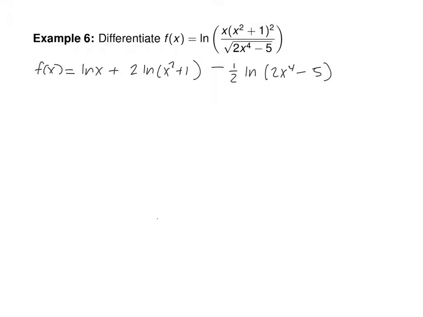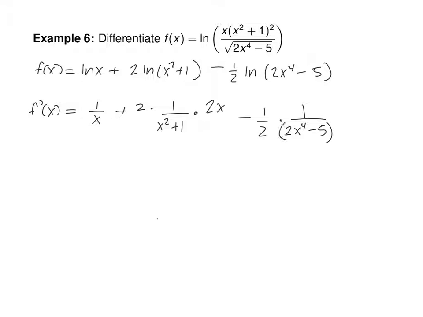On this one, we're not going to get a common denominator in the end. We're just going to take the derivative. So f prime of x will be 1 over x. That one's just easy, right? Plus 2 times 1 over x squared plus 1 times, what from the chain rule? Almost. 2x. That makes sense? Because x squared's derivative is 2x. And then minus 1/2 times 1 over 2x to the 4th minus 5 times 8x to the 3rd.